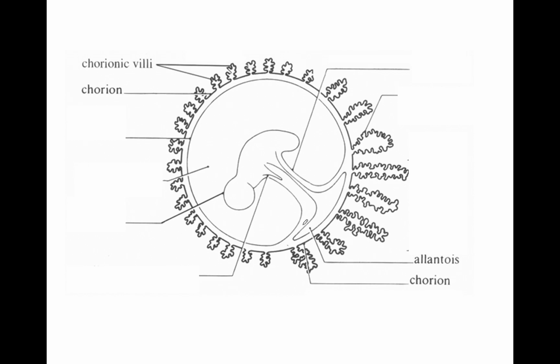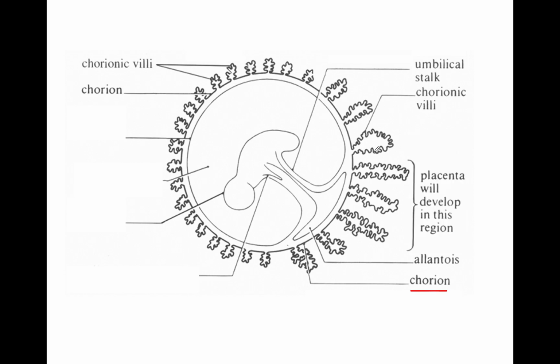Okay, so the layer surrounding the embryo is known as the chorion. The chorion produces chorionic villi. Those villi increase the surface area and break down the endometrium to allow for more successful exchange between the chorionic villi and the endometrium. Here we can see the umbilical stalk. The placenta will develop from the chorionic villi.